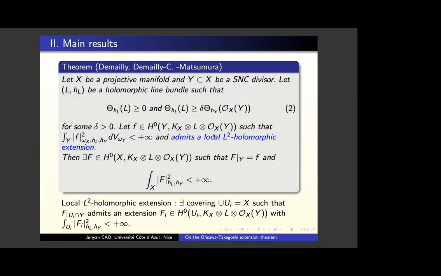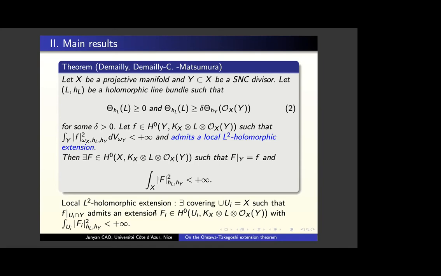The notion of local L2 holomorphic extension just means that at least locally, we can find an extension of f such that its L2 norm is bounded. In fact, there is an example of Ohsawa which tells us that it's possible that we cannot find an extension with a control on its L2 norm. Therefore, this local L2 extension condition is always necessary in the case where Y is not smooth. So what we have proved is that under these conditions, we can find the extension.